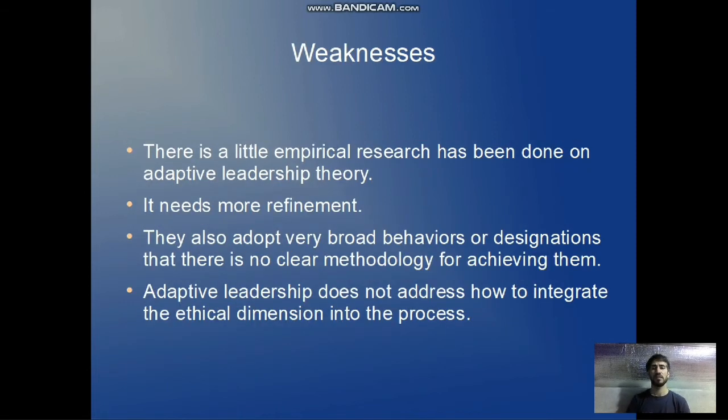The weakness of adaptive leadership theory is that few research studies have been done on it, and it needs more refinement. Also, adaptive leadership adopts a very abrupt behavior or designation, in that there is no clear methodology for achieving it, and it also doesn't address how to integrate the ethical dimension into the process.